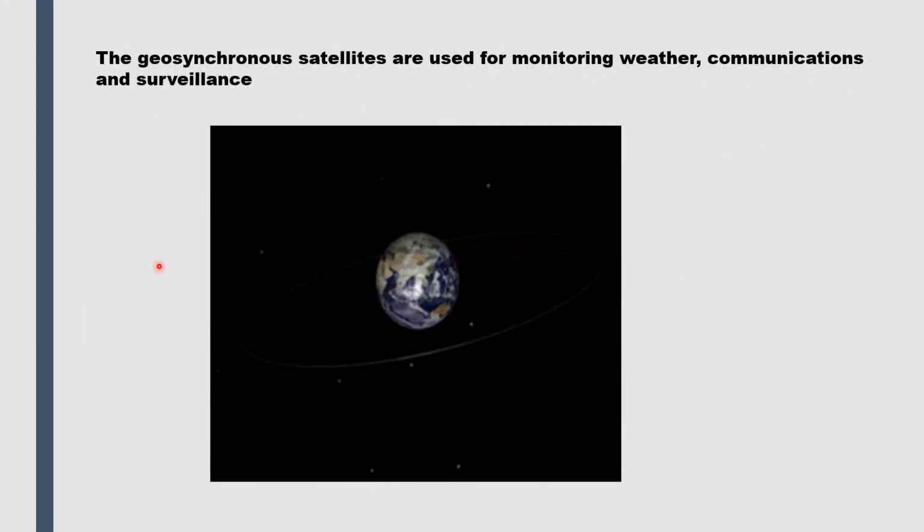A geosynchronous satellite can see one spot of the Earth almost all the time. So for Earth observation, this allows the satellite to look at how much a region changes over months or years. So these satellites are used for monitoring the weather of a particular place. Geosynchronous satellites are also used for communications and surveillance.